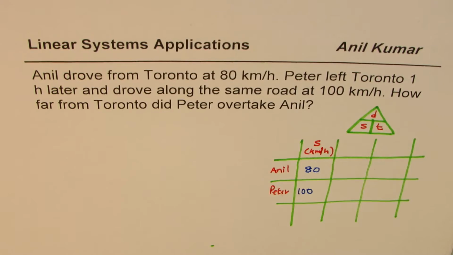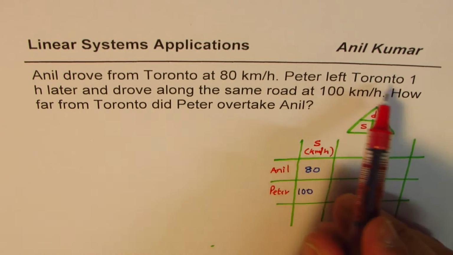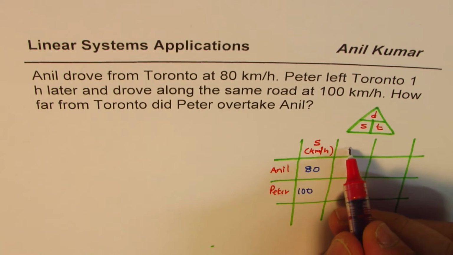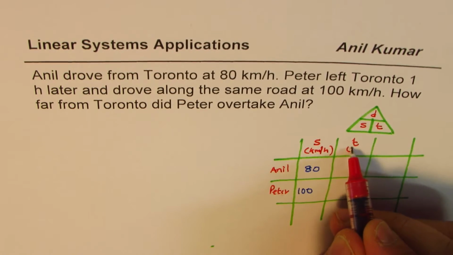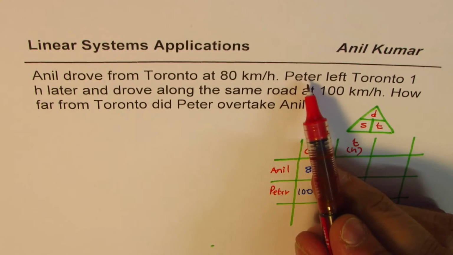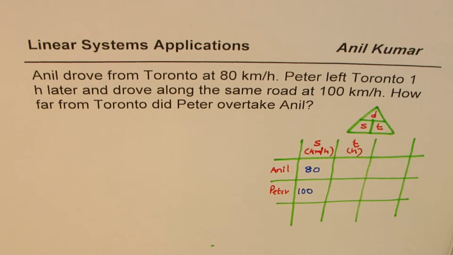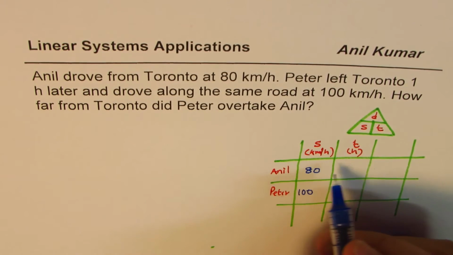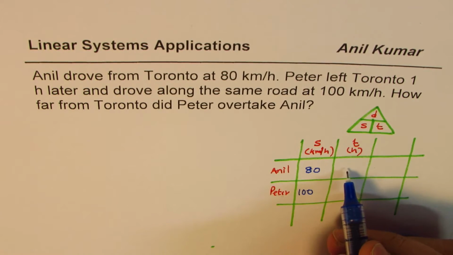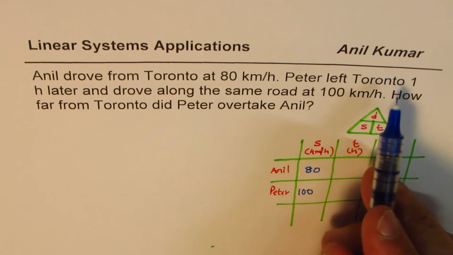Now it also says that Peter left Toronto 1 hour later, right? So the time is in hours. So Peter has taken 1 hour less to reach the same place, right? Because Peter leaves an hour later. Do you get the point? So if Anil drives for time t, then Peter drives for t minus 1.